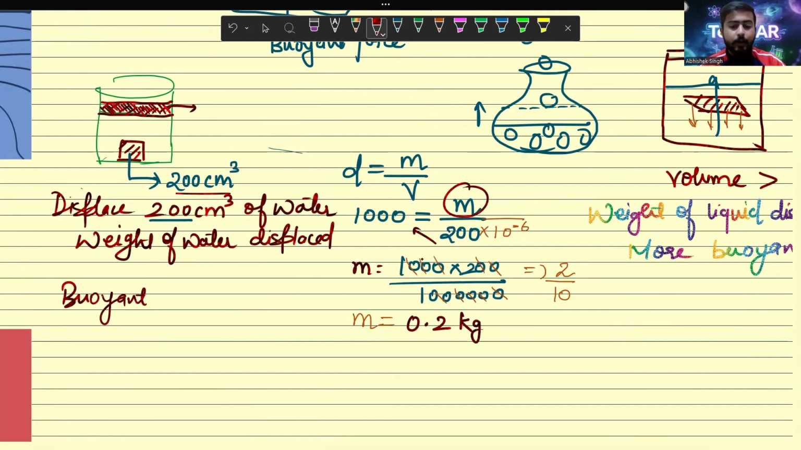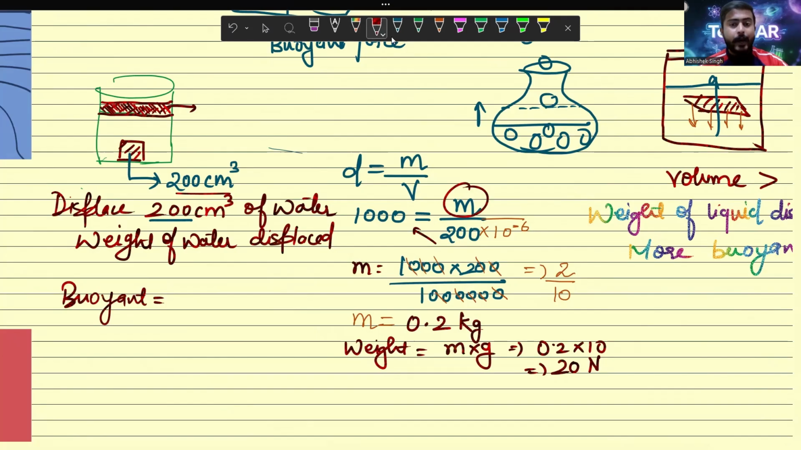We know the mass of the water. Now, can we find the weight of the water that has been displaced? Yes, the weight of water is mass times acceleration due to gravity. Let's take g equal to 10. So 0.2 multiplied by 10, we got 20 Newton of weight. This much weight of water has been displaced.